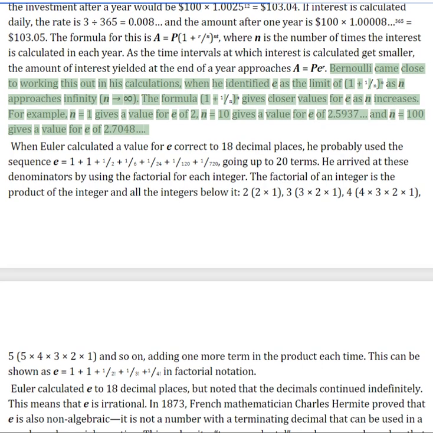Bernoulli came close to working this out in his calculations, when he identified e as the limit of (1 + 1/n)^n as n approaches infinity. The formula gives closer values for e as n increases. For example, n equals 1 gives a value for e of 2, n equals 10 gives a value for e of 2.5937, and n equals 100 gives a value for e of 2.7048.